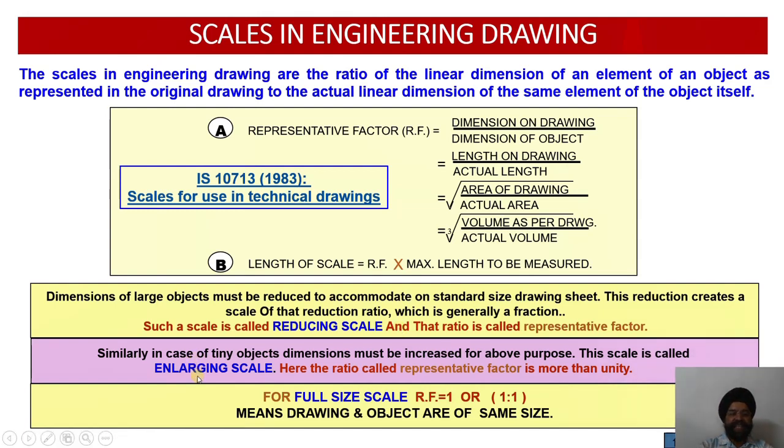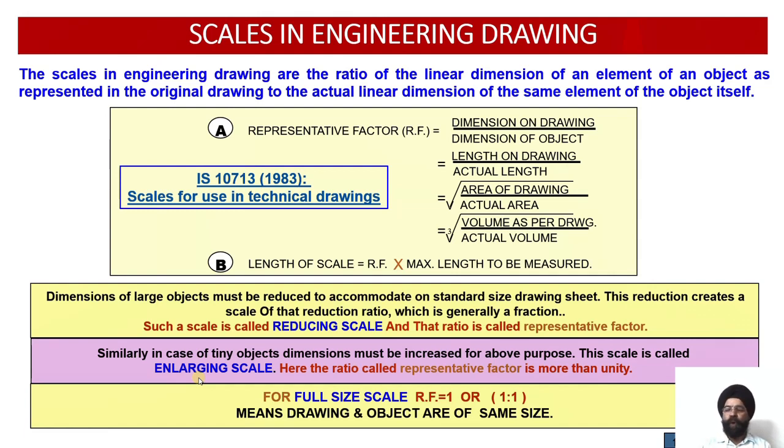Similarly, enlarging scale means that this ratio will be x by 1: 2:1, 3:1, 4:1, which means that if the size of the component is 2 millimeter, I will be drawing it 4 times enlarged, that is 8 millimeter, onto my drawing sheet.